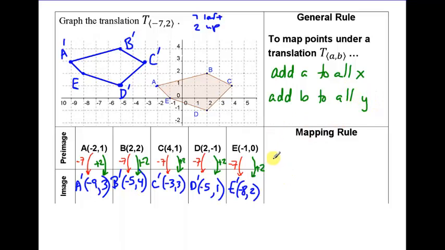Now, the way you write that as a mapping rule is to put down that you've got your original x and y coordinates and they're being transformed. And the way that they're being transformed is just as we said above: x plus A and y plus B. So that can be a nice rule to know.